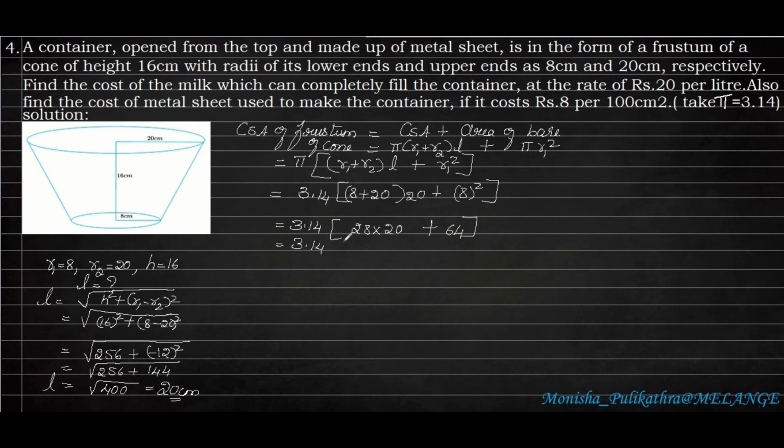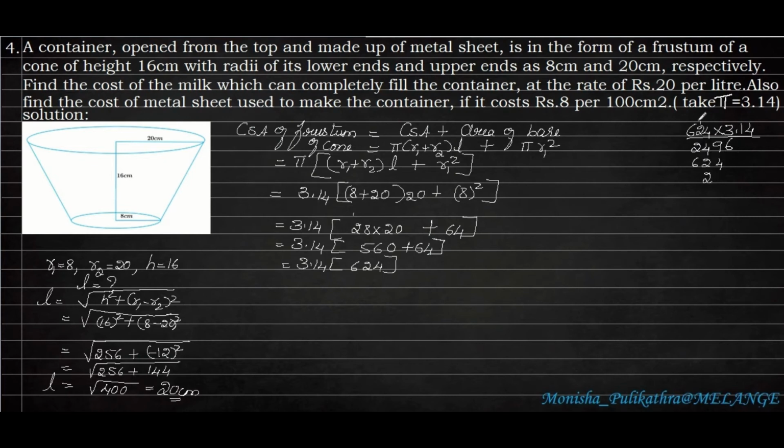So 3.14 into, here 2 8s are 16, 2 2s are 4 plus 1, 5, and 0, here 560 plus 64. So 3.14 into 560 plus 64 is 624. Now we need to multiply these two things. So 624 into 3.14. 4 4s are 16, 1 carry, 4 2s are 8 plus 1, 9, 4 6s are 24. Next 1 into everything will become 624 itself.